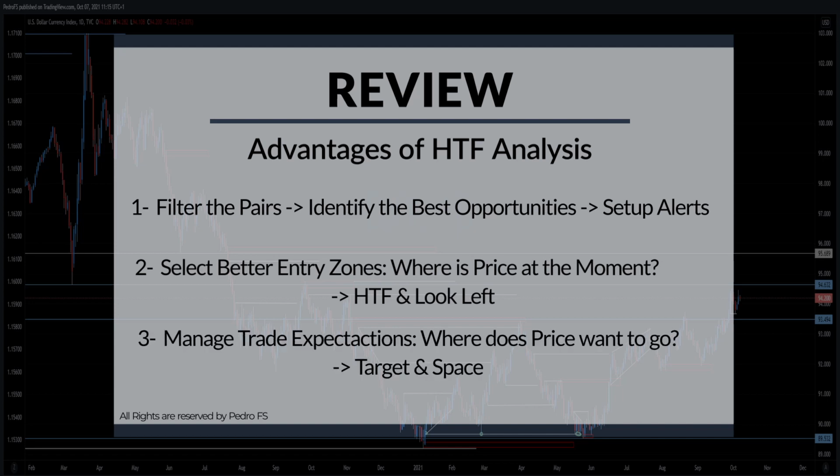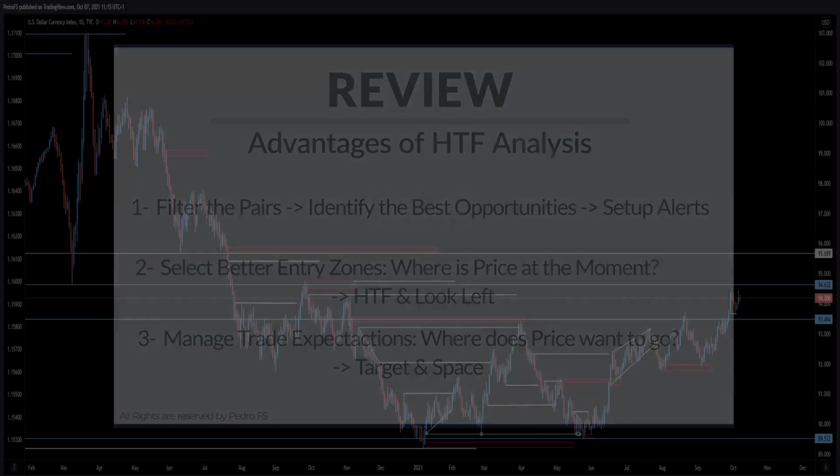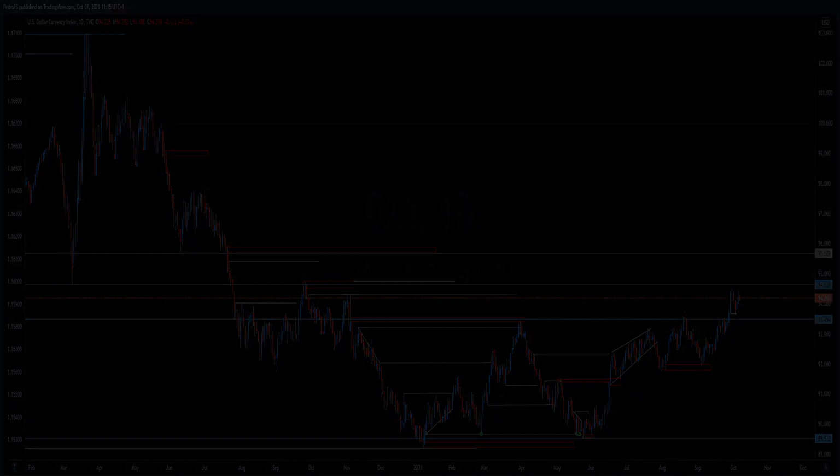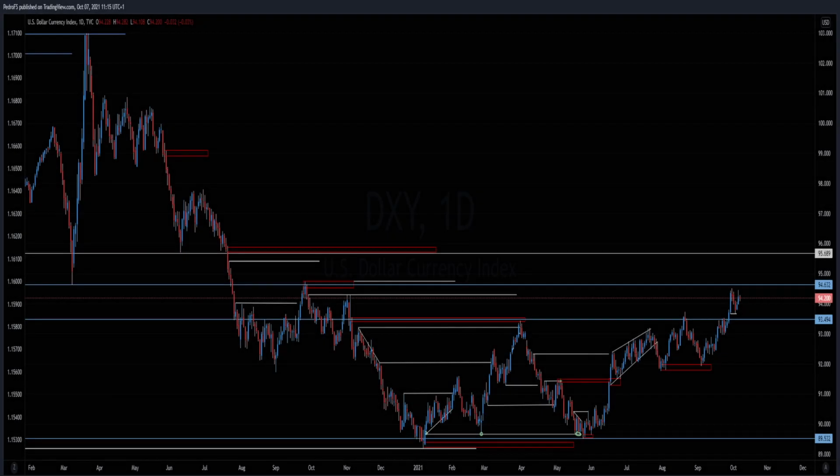And third, it helps to manage your trade expectations. For that, you need to answer the third question: where does price want to go? Find out where the next target is and if there's still space to be filled. And that's it, guys. I will just leave you with a few recommendations that I believe will help you to become a better trader.